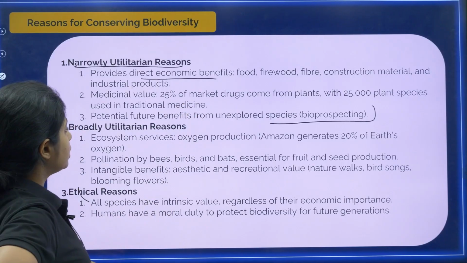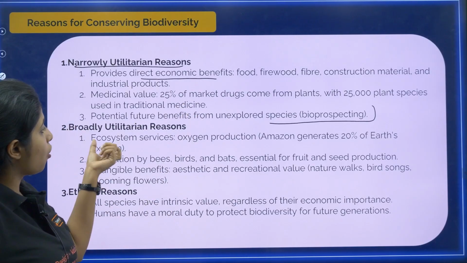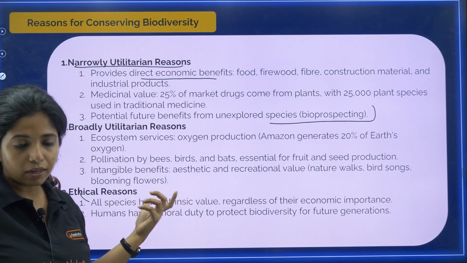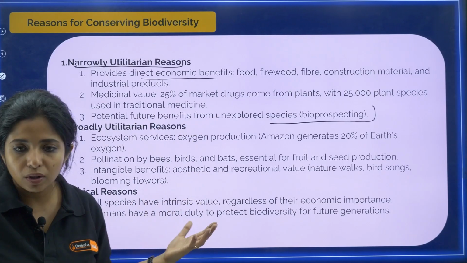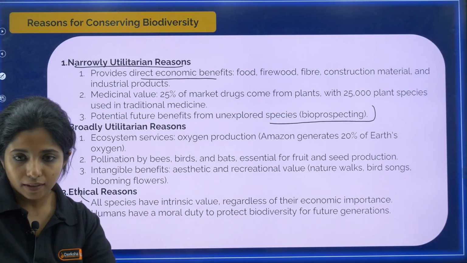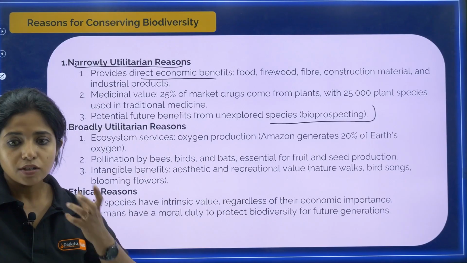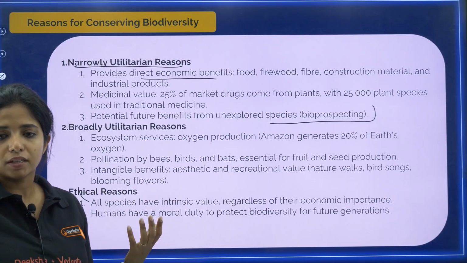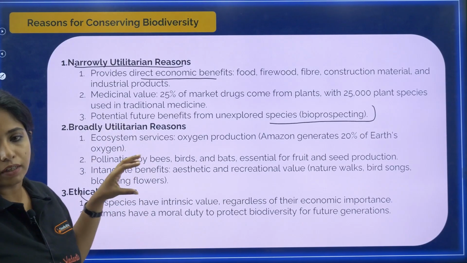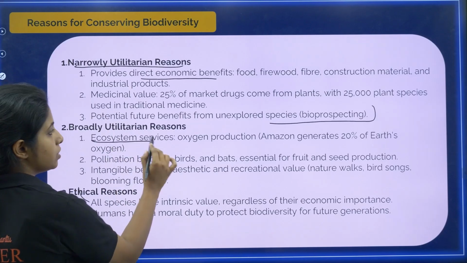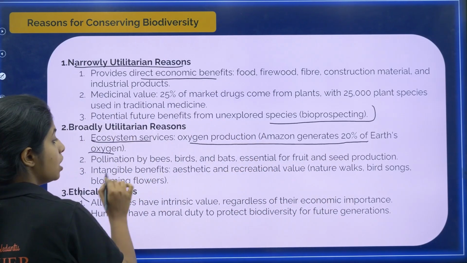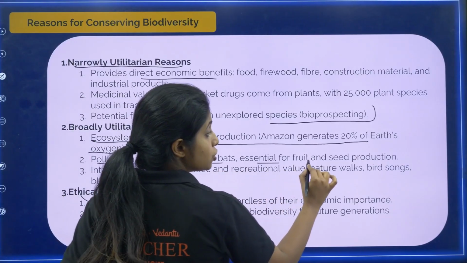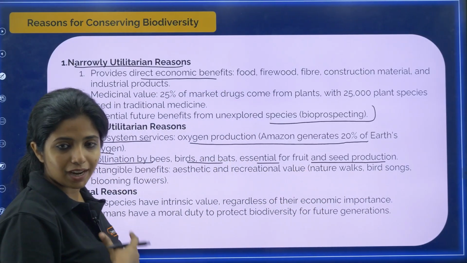Now, broadly utilitarian reasons are basically because of the ecosystem services that they provide. For example, the oxygen which we are breathing, the pollination that is happening over here, or the aesthetic reason, all these things, my dear children, come under the broadly utilitarian point of view. So ecosystem services: the Amazon generates 20% of the earth's oxygen, and pollination by bees, birds and bats is essential for fruit and seed production so that we can have it.